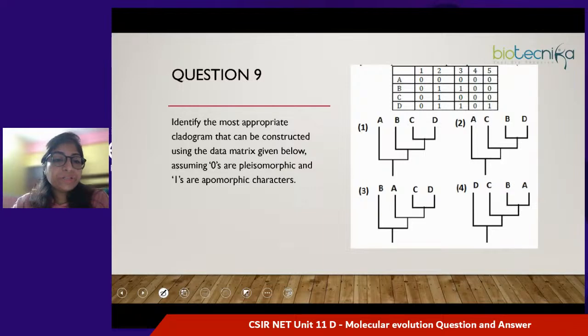Most appropriate cladogram that can be constructed using the data matrix given below, assuming 0 for plesiomorphic and 1 for apomorphic. When these scientific terms are given, immediately you should recall the common terms. Plesiomorphic means ancestral characters, apomorphic means derived characters. So every derived character is 1, and for ancestral characters it is 0. This is the table which is given in the question. You have to read the table and construct the phylogenetic tree.